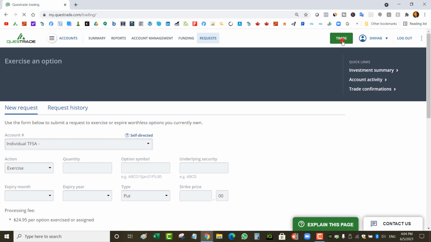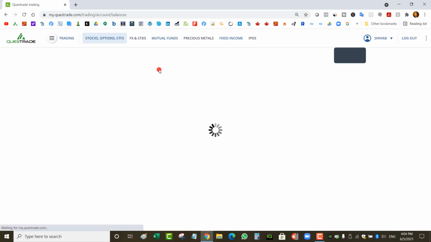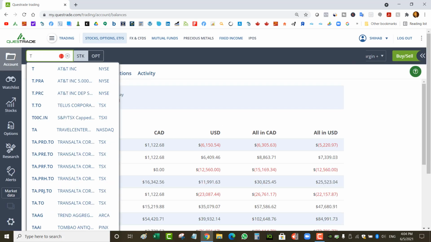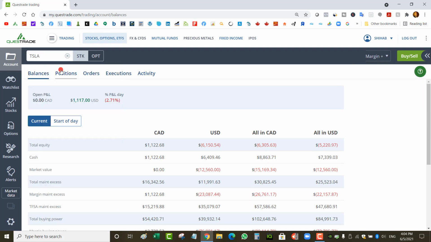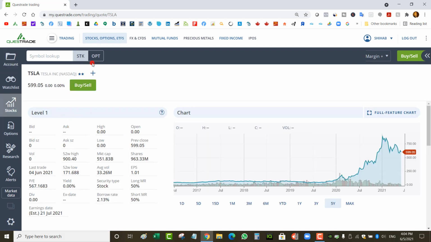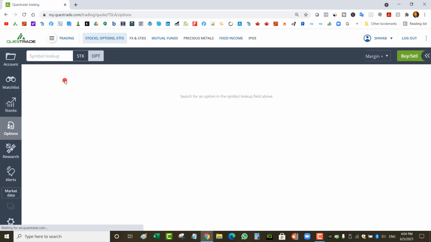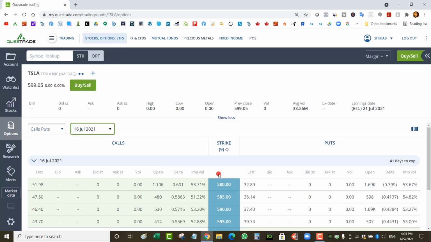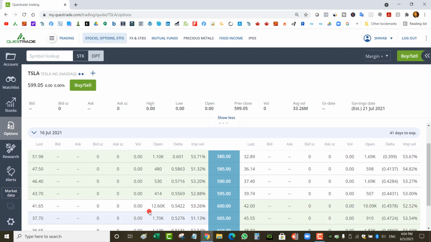So I'm going to go to the trading window, trading section. I'm just going to look up the price of, let's look up Tesla. I'm just giving an example here. So let's look up Tesla, and let's look up, I have to go under options. So let's look up July 16, let's say the 600 call.